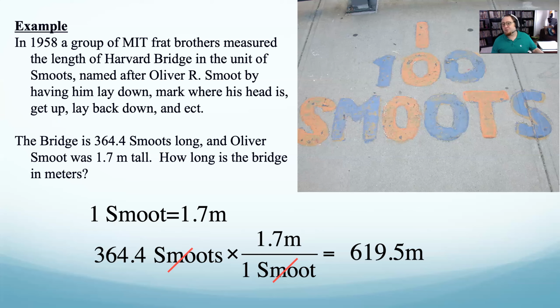Fun fact, the same fraternity remarks the bridge every year. That picture there is an actual thing you can find on Harvard Bridge if you go there today. Also, Google recognizes smoot as a unit, and Oliver Smoot once got the job as head of weights and measures for America. So it's actually an official American unit now because of this endeavor.